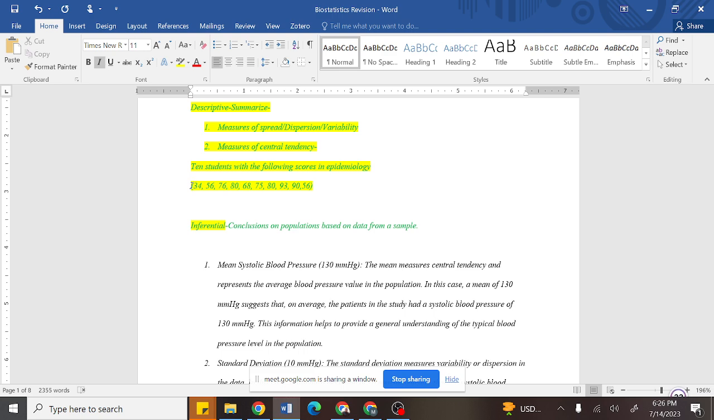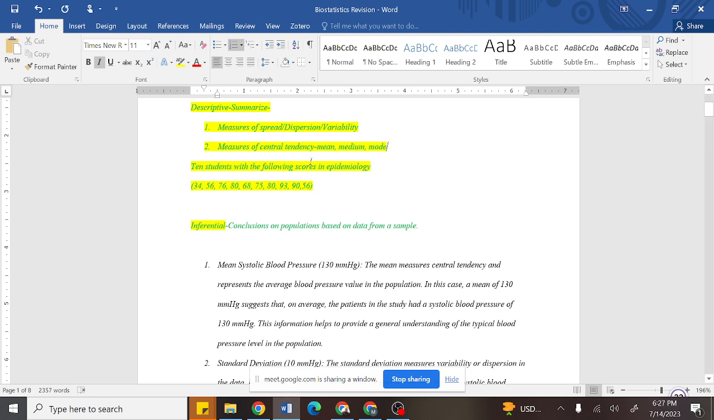And then the issues of spread, how do they vary? What are the extremes of these scores or this data set? So we have 10 students with those scores. If you're going to look at the measures of central tendency, we have 3 of them: mean, median, and then mode.